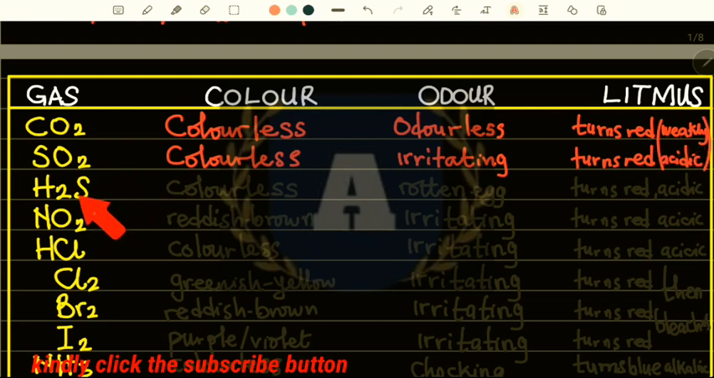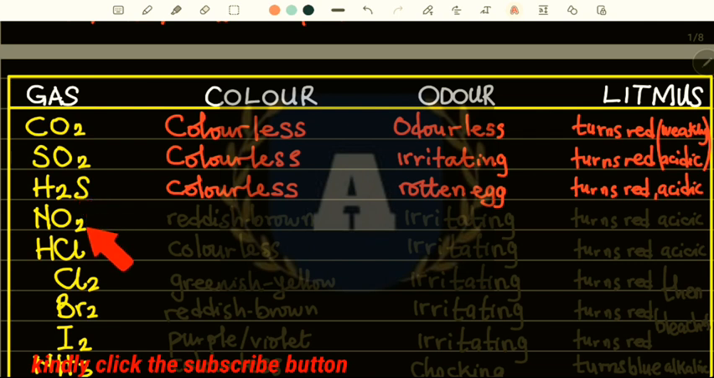Now we have the hydrogen sulfide gas. It is also colorless. It has no color, but has the smell of a rotten egg, which could be irritating. It turns red, which means it is also acidic. It turns blue litmus red.